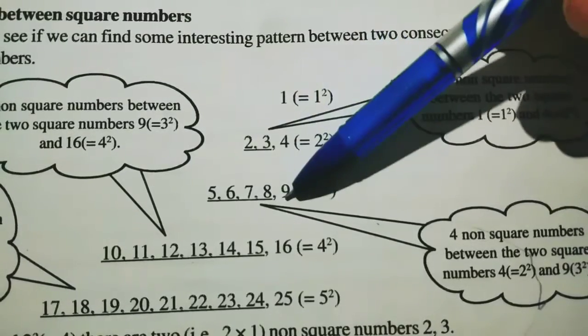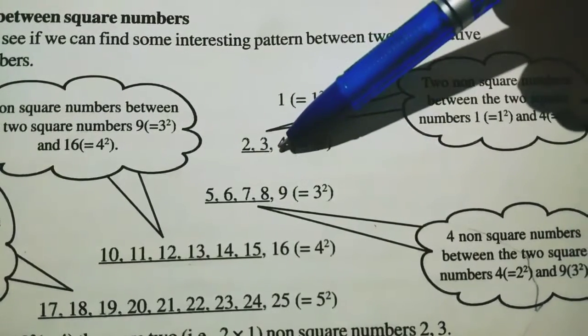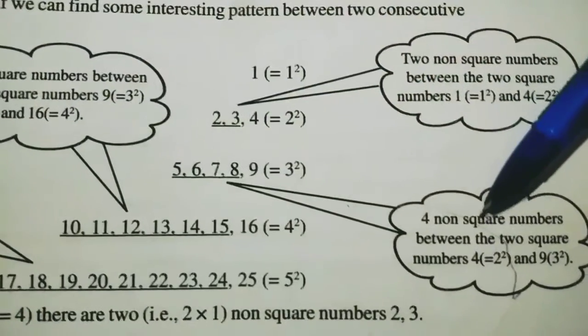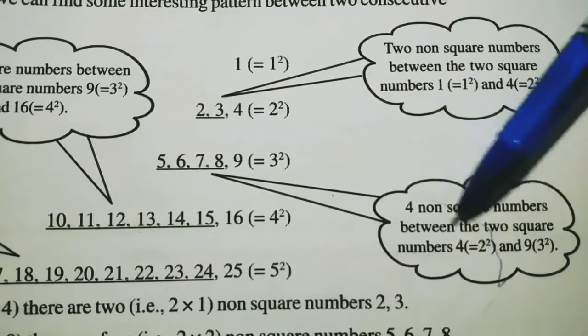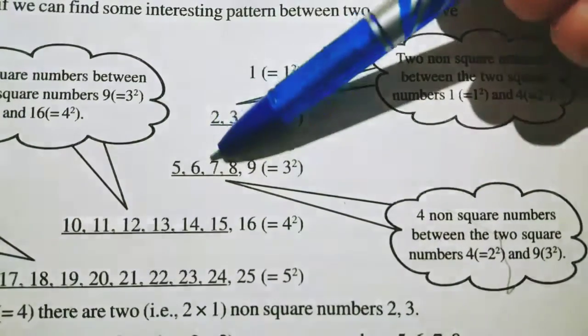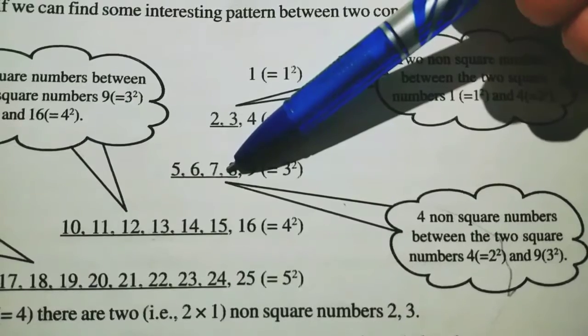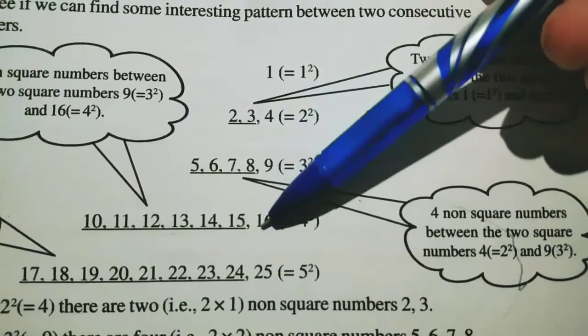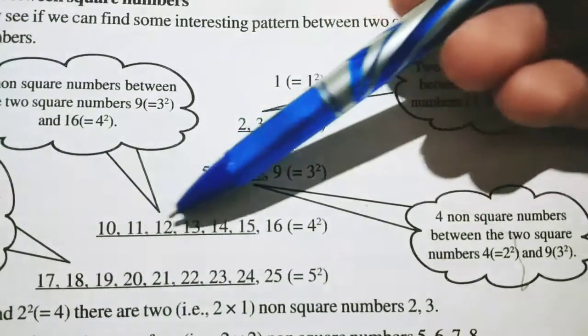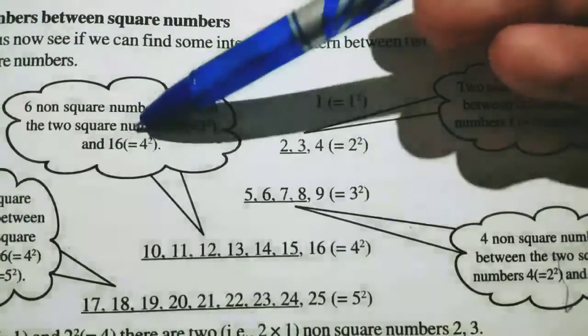And again between 4 and 9. Between the two square numbers 4 and 9, how many non-square numbers are there? You see here, 4 non-square numbers are there between 4 and 9. What are they? 5, 6, 7, 8. And between 9 and 16, how many non-square numbers are there? Here you can see 10, 11, 12, 13, 14, 15. There are 6 non-square numbers between the two square numbers 9 and 16.